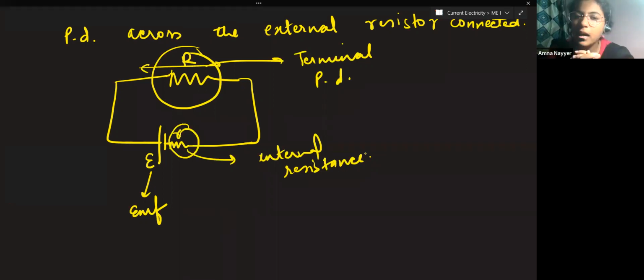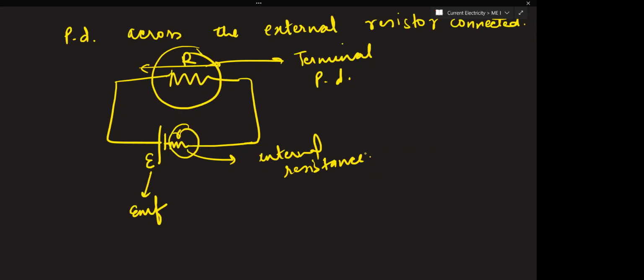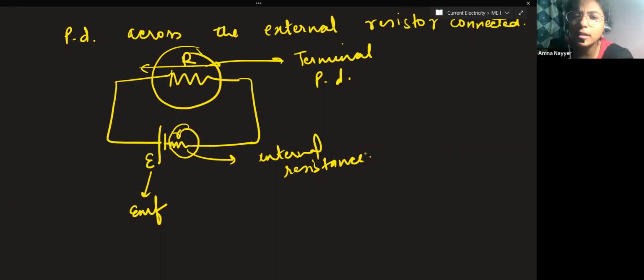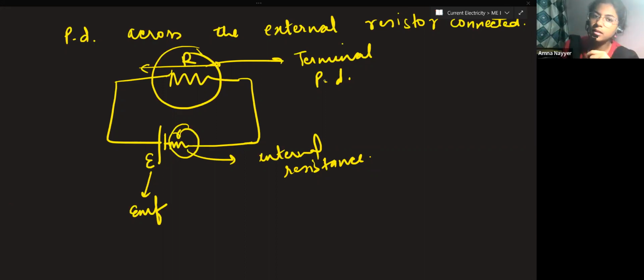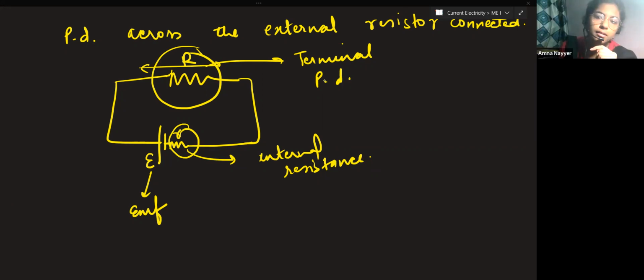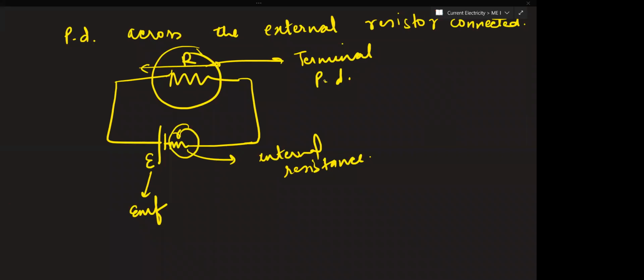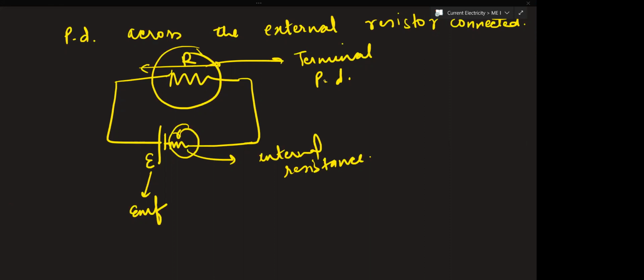Fatima, can you tell me how many resistors are there in this circuit? See, just look at it. How many resistors are you able to see? One is this one or this one? The other one. Capital R or small r? Capital R. Small r is not a resistor. It's a resistance, so we'll include that. So two resistors. Fine, Fatima? Yes, Mariam, it was two.